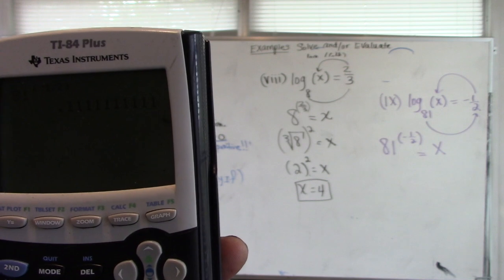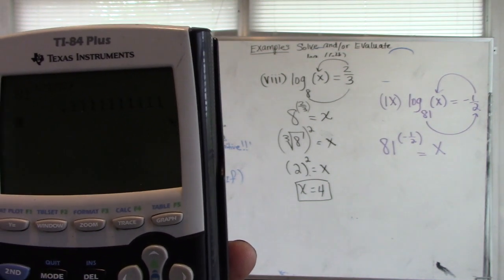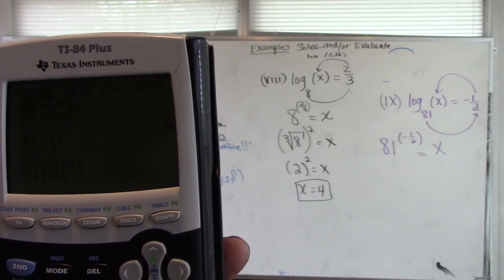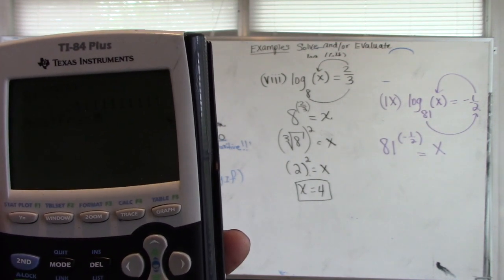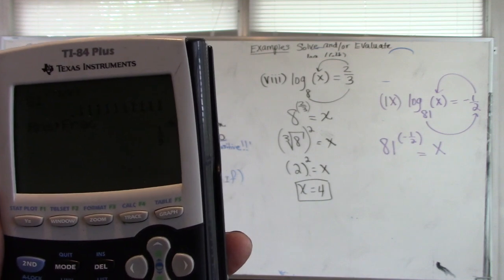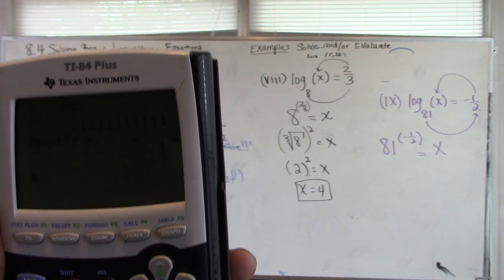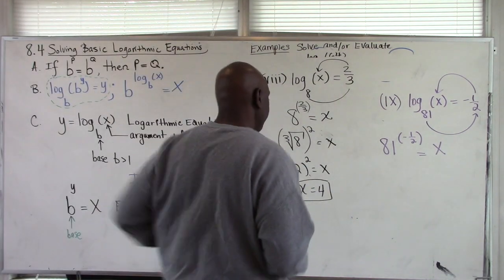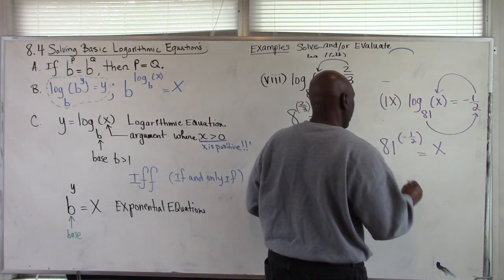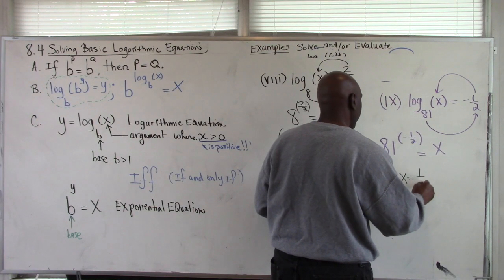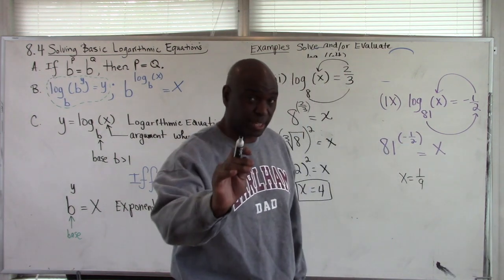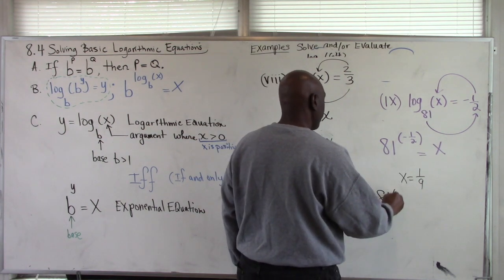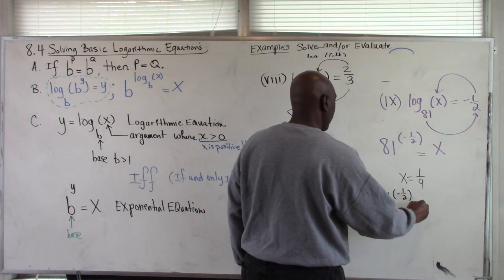We get a strange looking decimal, don't we? That's okay. Now go to math, hit enter 2 times, enter, enter, enter, enter. So our answer is simply 1/9. That's what x is, 1/9. So x is 1/9.